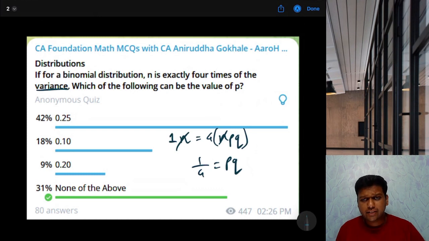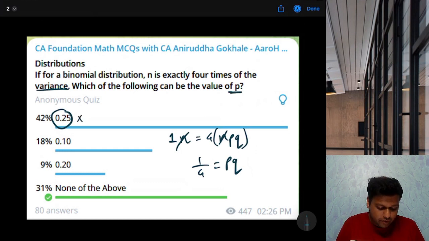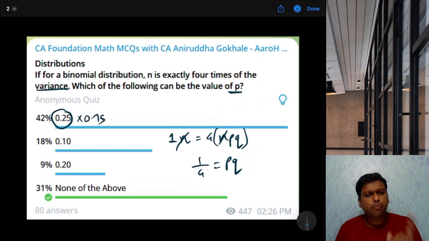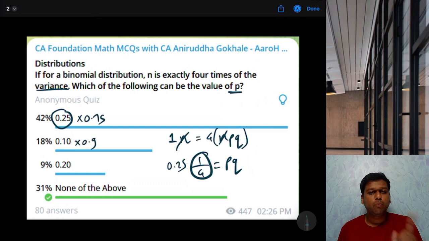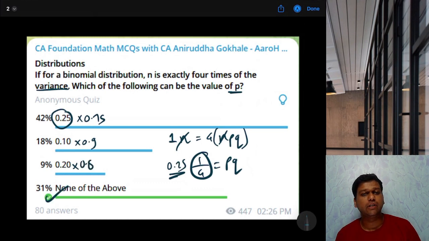Now they're asking which of the following can be the value of p. If p is 0.25, then q will be 0.75. Check 0.25 into 0.75. Is it 1 by 4, that is 0.25? No. If p is 0.1, q is 0.9. 0.1 into 0.9 is also not this. 0.2 into 0.8 is again not correct. So none of the above is the correct answer, option D.